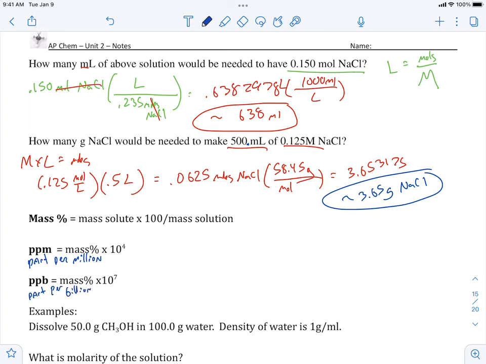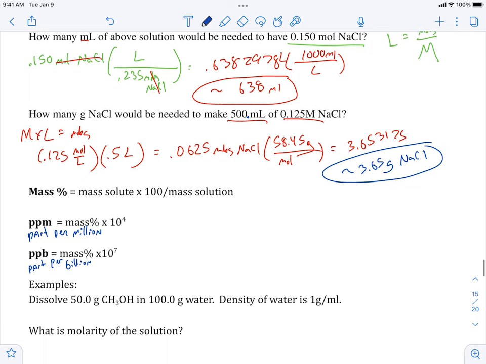Of course, 1 divided by a billion is 1 divided by 10 to the ninth, but we take the mass percent and multiply by 10 to the seventh, same effect. These measures are used when we expect smaller concentrations, and these are generally used for things like toxins. And so thus in medicine and environmental studies, these are common units of concentration in that realm.